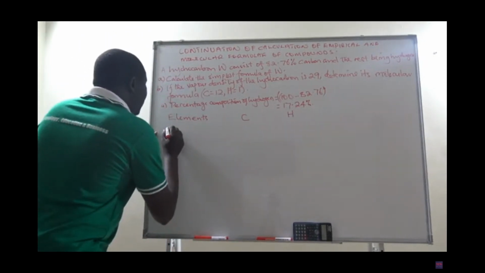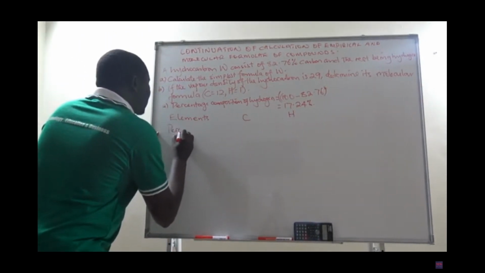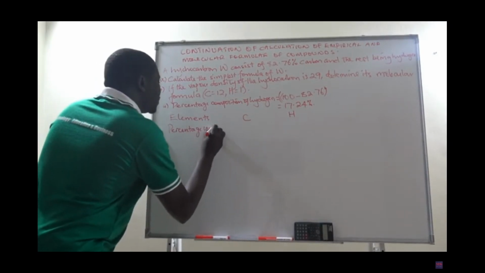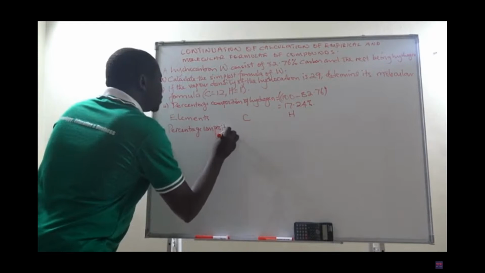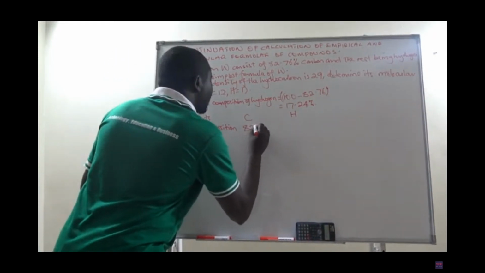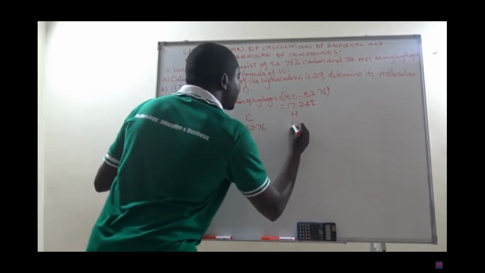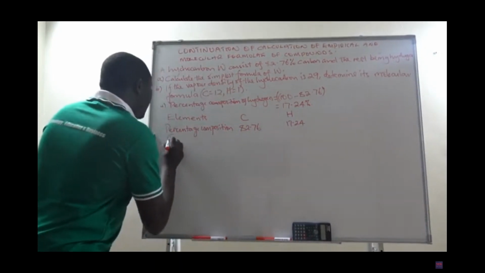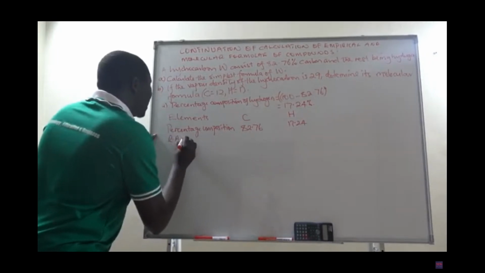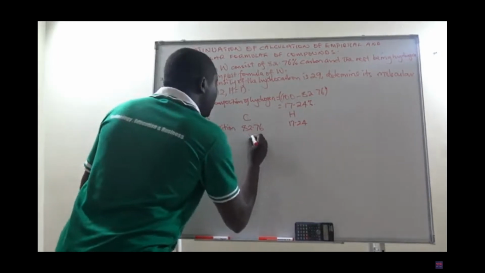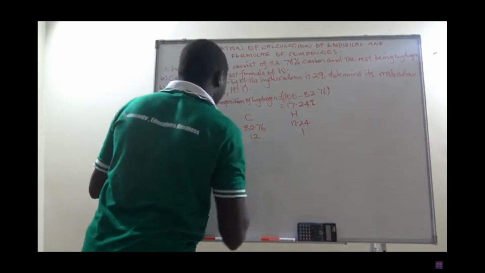The next thing is we need to write the percentage composition of each. So for carbon it is 82.76, for hydrogen it is 17.24. Then let us also remind ourselves by putting down the relative atomic mass of each element. For carbon it is 12 and that of hydrogen is 1.